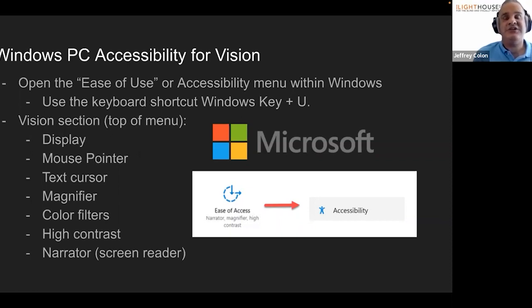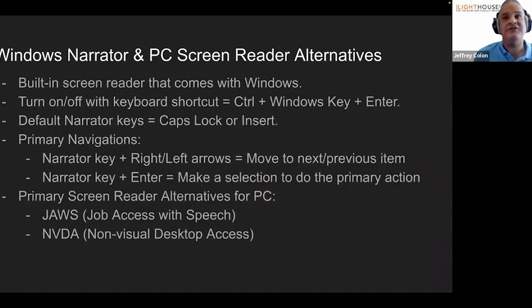Also, on Windows there are other alternatives like the JAWS screen reader. There is also a free screen reader called NVDA, N as in Nancy, V as in Victor, D as in Delta, A. So that's another screen reader that you can use on Windows. So Windows allows you a little bit more flexibility on screen reading.